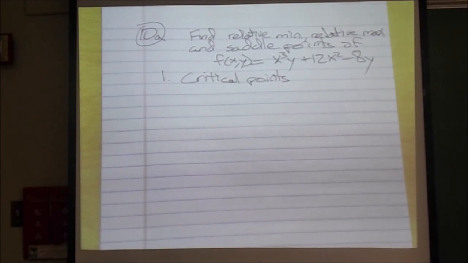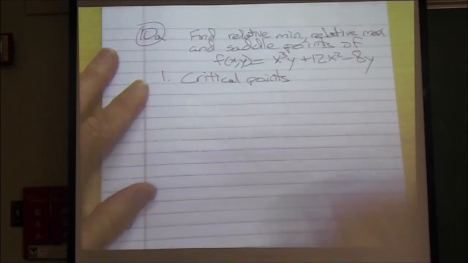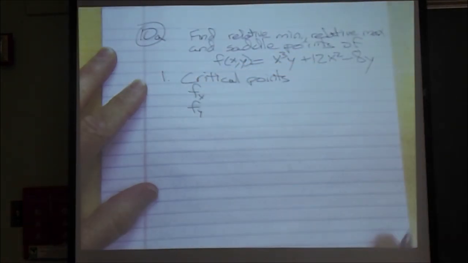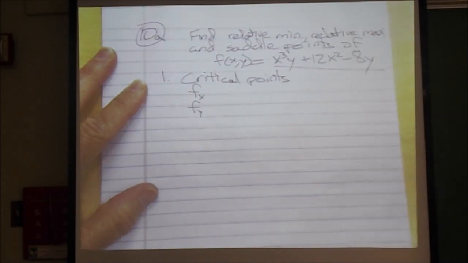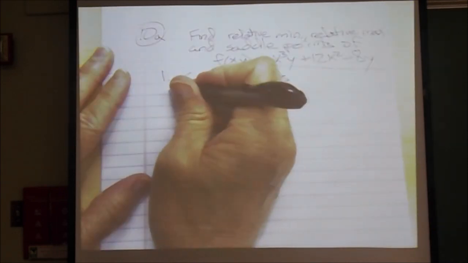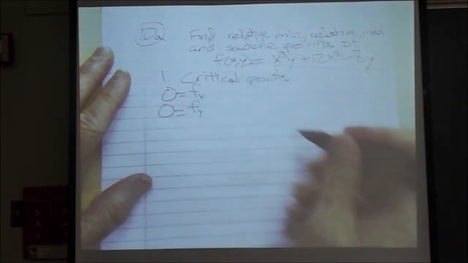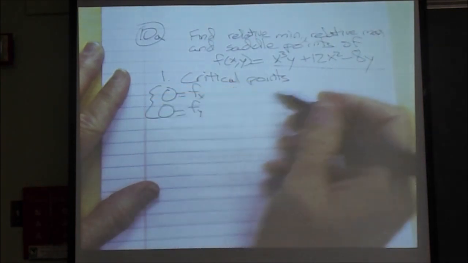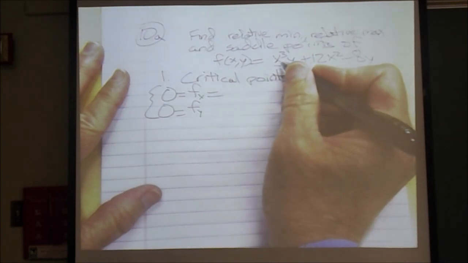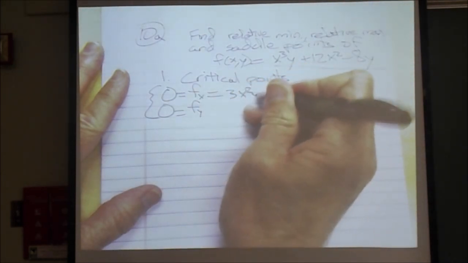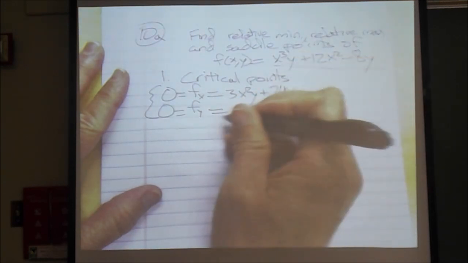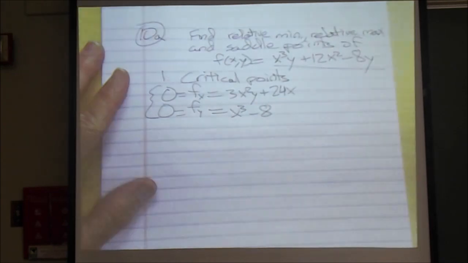So, step 1, we find the critical points. The critical points of a function of two variables are where both partial derivatives are 0 or don't exist. And since this is a function that's differentiable everywhere, there is no place where they don't exist, so it suffices just to set the partial derivatives equal to 0. Where they're both 0, we'll have a critical point. So, partial with respect to x of this function is 3x squared y plus 24x. Partial with respect to y is x cubed minus 8.